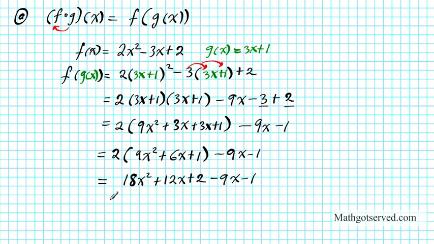Alright, now we're going to simplify it further. We're going to have 18x squared is the only square. We'll combine 12x and negative 9x. Signs are different. We'll subtract and keep the sign of the bigger, plus 3x. And then finish it up by combining 2 and negative 1, which is plus 1. Okay? Alright, so that is f of g of x.